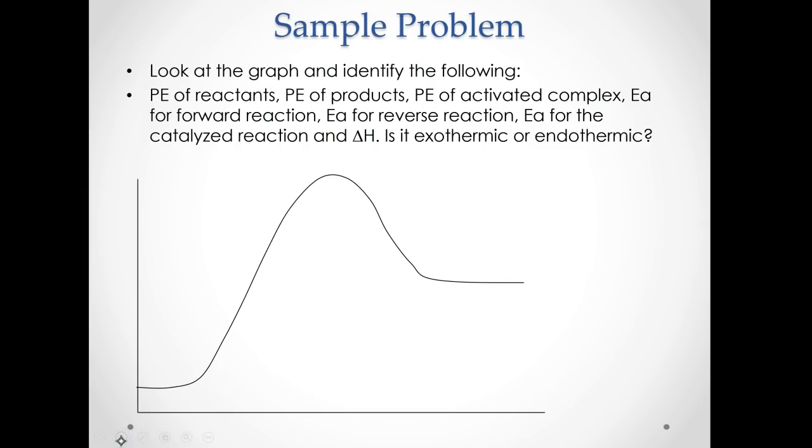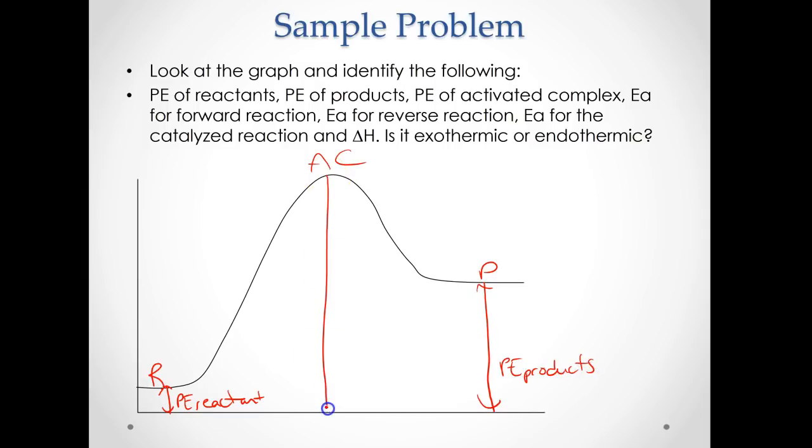So this is a sample problem. Identify the following: the potential energy, the reactants, the products, the activated complex, and activation energies, and delta H. So first of all, my reactants are always here, my products are always here, and the activated complex is always there. So for my reactants, they are starting at a very low potential energy. My products are at a very much higher potential energy. And then the activated complex has the most potential energy of all, because it doesn't normally exist.